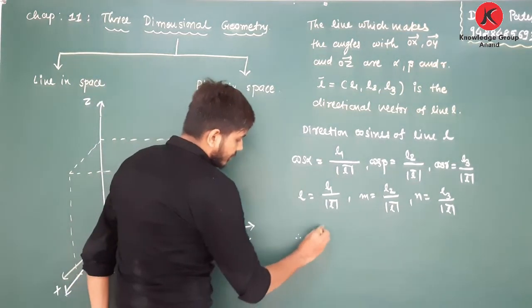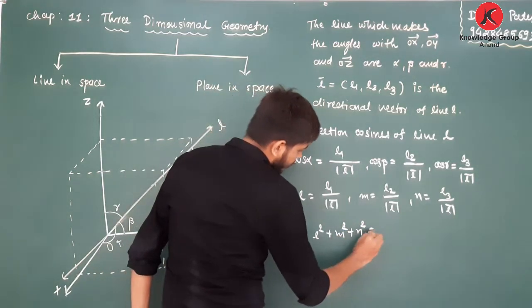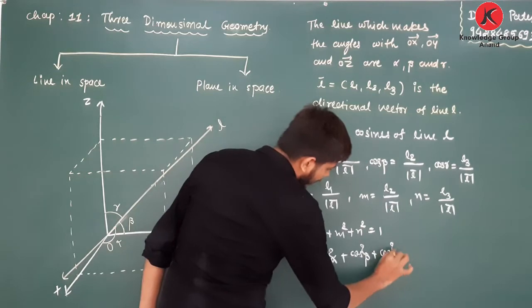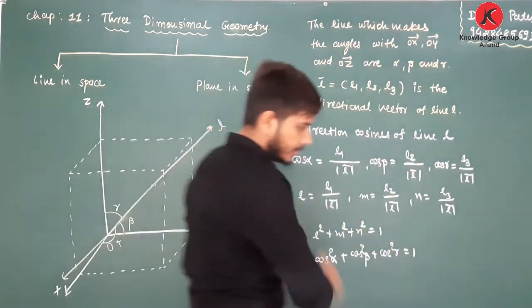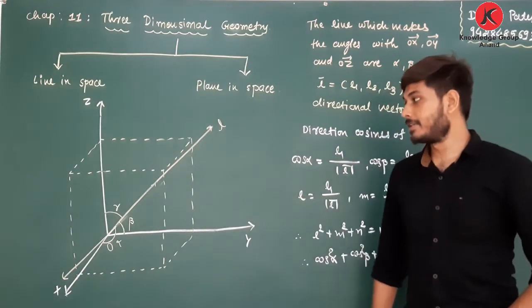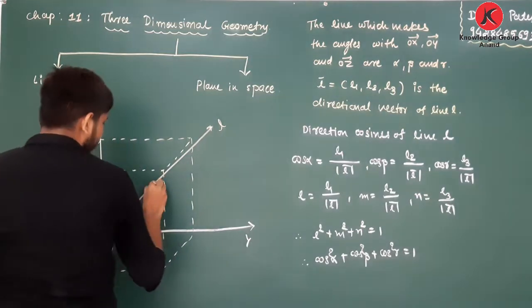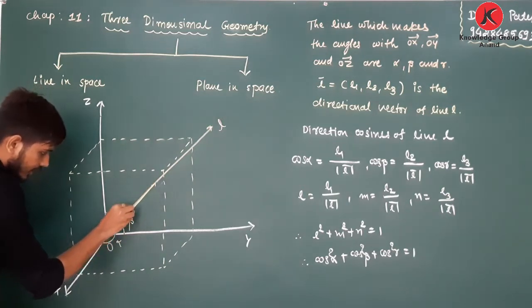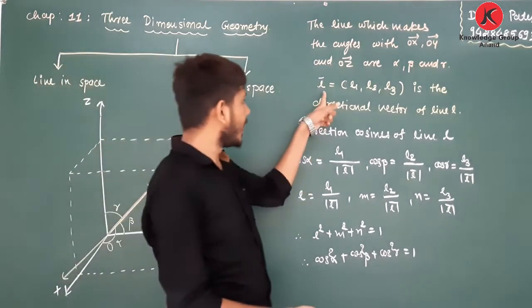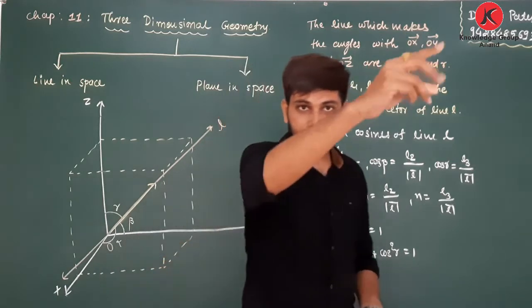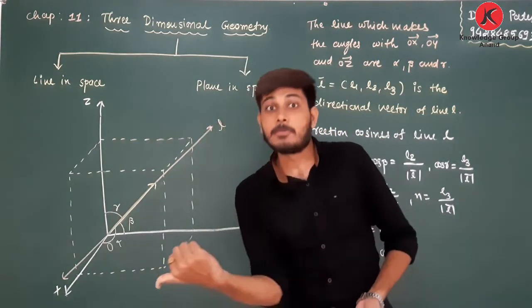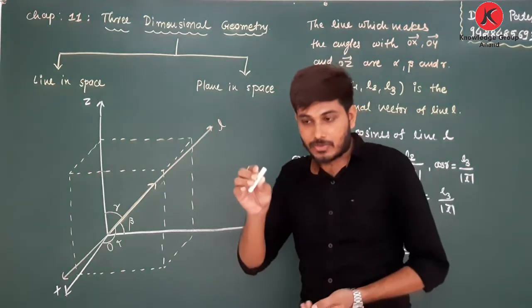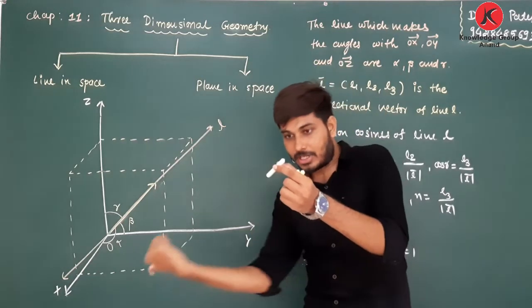Now we know the result l square plus m square plus n square is equal to 1, same as cos square alpha plus cos square beta plus cos square gamma is equal to 1. But we know that the line has two directional vectors. The first one is in this direction, in the direction of L bar, and the opposite vector is minus L bar. So the direction of the line may be different, but the direction vectors will be L bar and minus L bar.